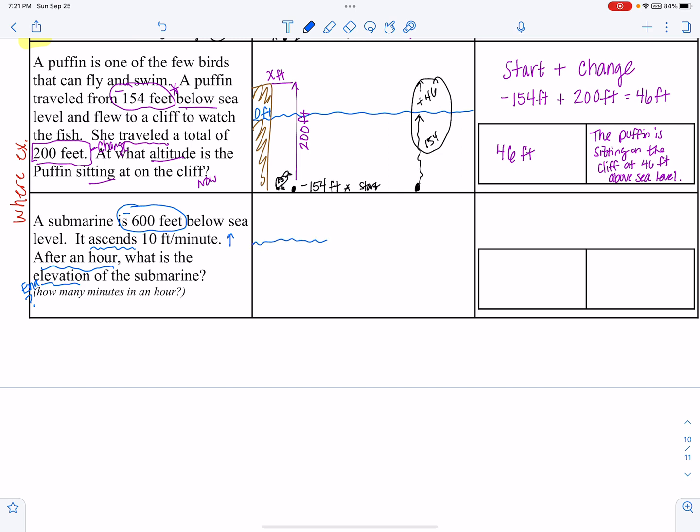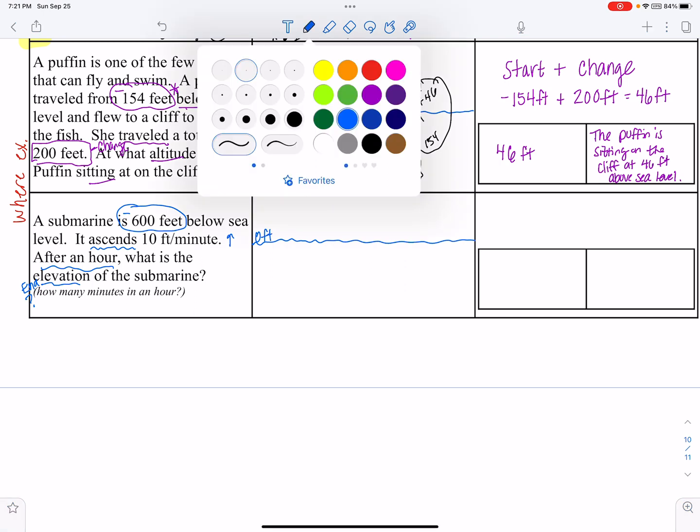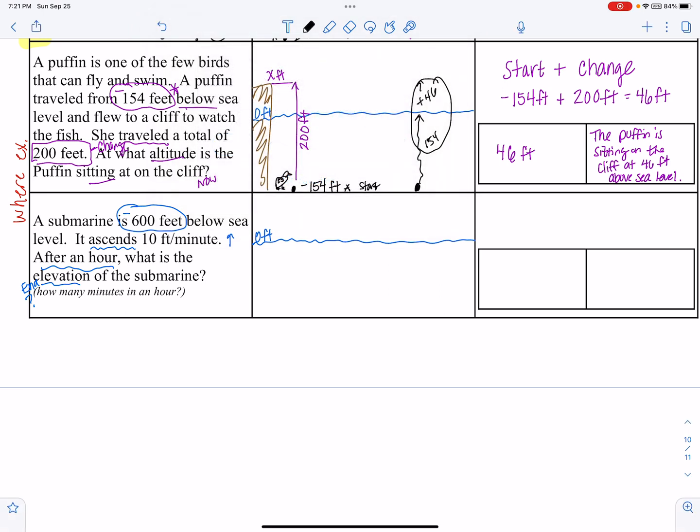So here's our water again. This is our 0 feet, or our sea level. I know the submarine is negative 600 feet below, so I'm going to plot that point there and label it as negative 600 feet because we're below. Draw my little submarine here. There we go. And now I need to figure out what the distance is that it's ascending or going up.